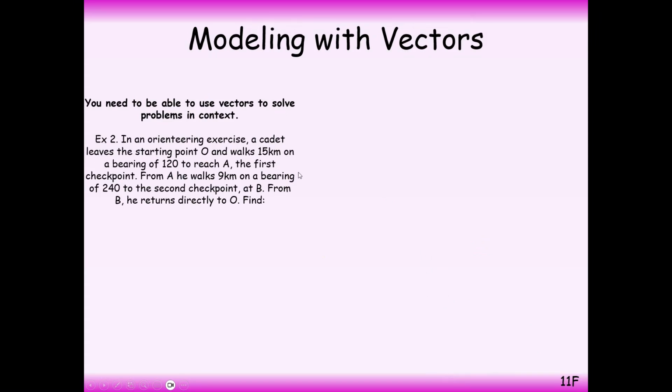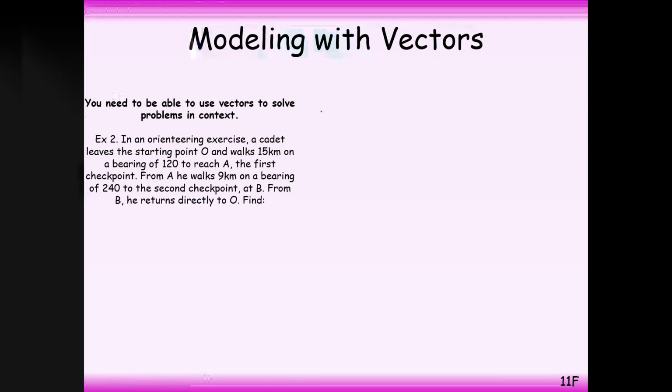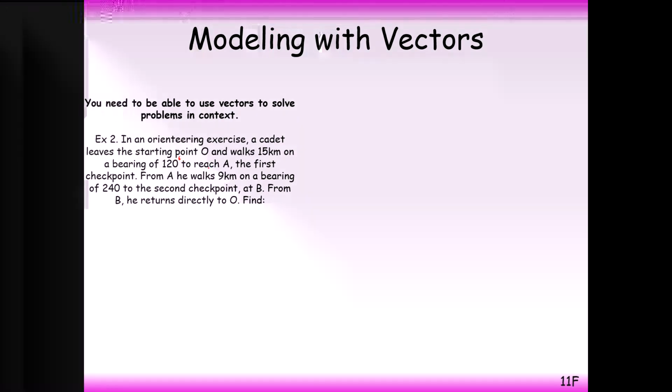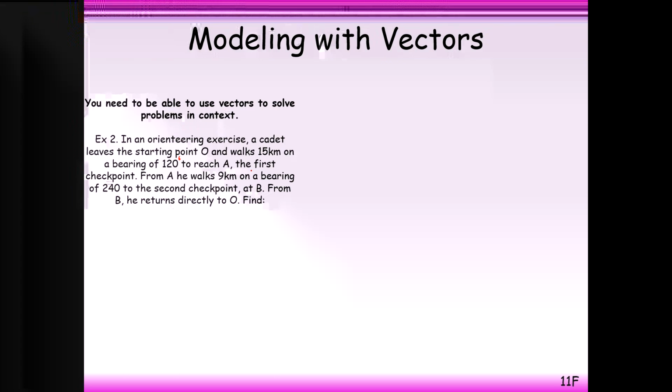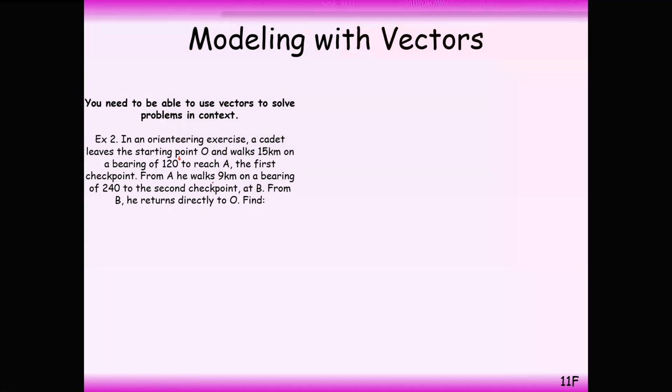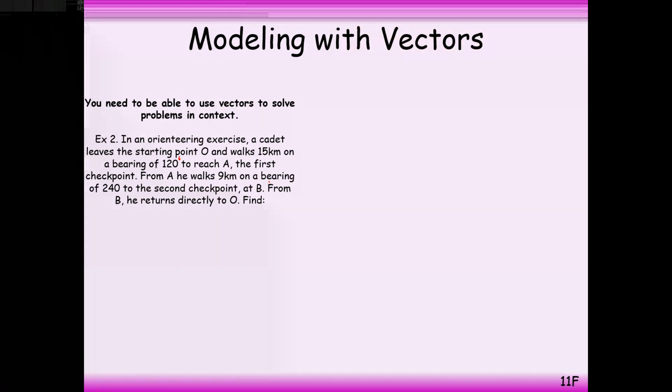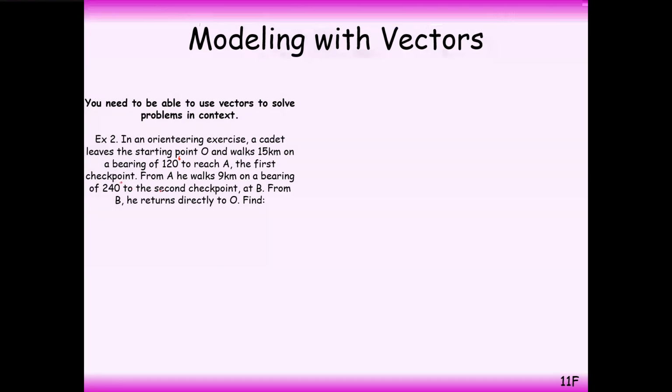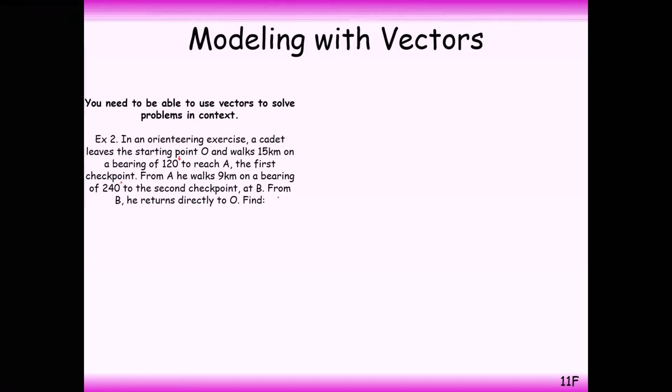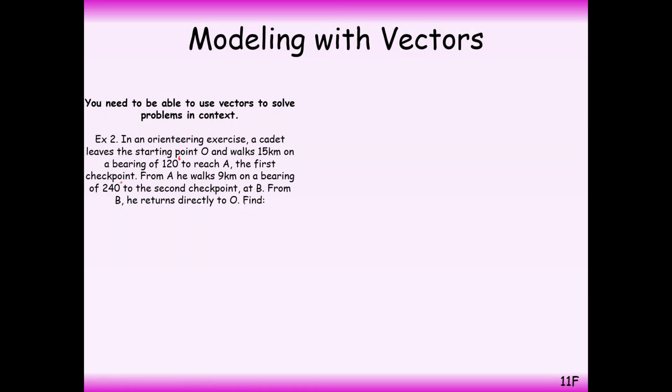Alright, so in this next question, we've been told that in an orienteering exercise, a cadet leaves the starting point O and walks 15 kilometers on a bearing of 120 degrees and reaches point A. This is the first checkpoint. From A, he walks 9 kilometers on a bearing of 240 degrees to the second checkpoint B. Then from B he returns to O.